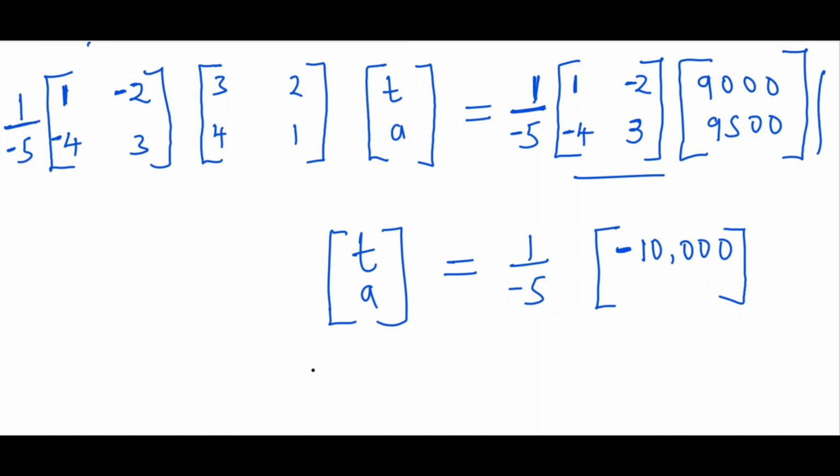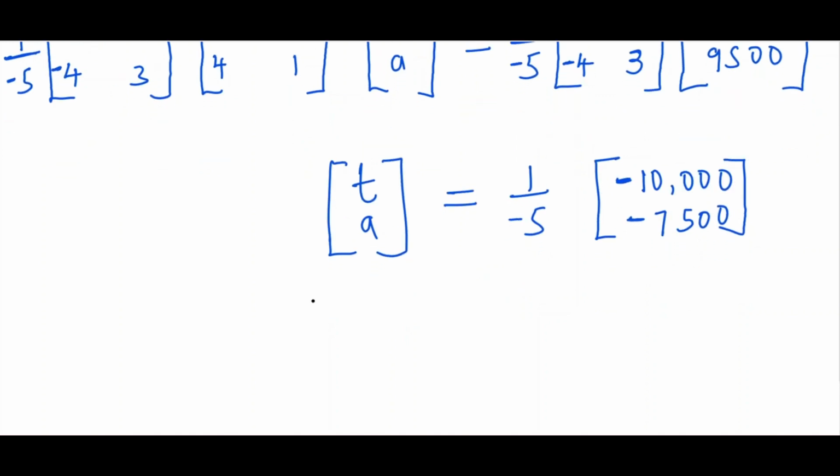So negative 4 times 9,000, which is negative 36,000, plus 3 times 9,500, which is 28,500. Now we take negative 36,000 plus 28,500, and we shall be left with negative 7,500 shillings. And that is our answer in the second row. Remember, we had 2 rows but only 1 column in our resultant matrix.